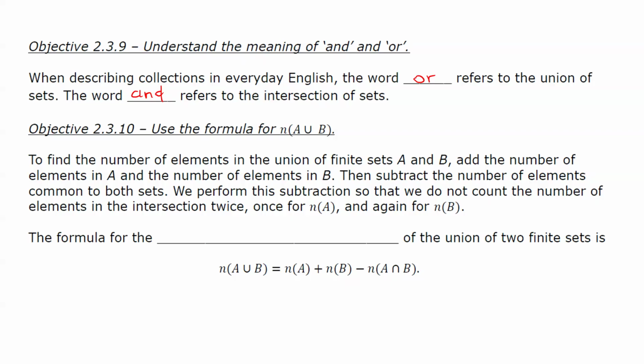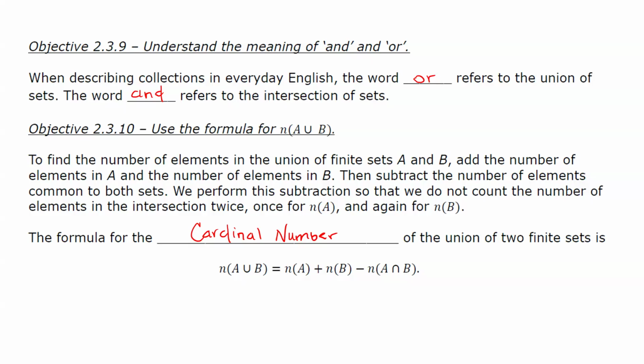So once we add for the number of elements in set A, and again for the number of elements in set B. The formula for the cardinal number of the union of two finite sets is: the number of elements in the union of A or B equals the number of elements in set A plus the number of elements in set B minus the number of elements in the intersection of sets A and B.